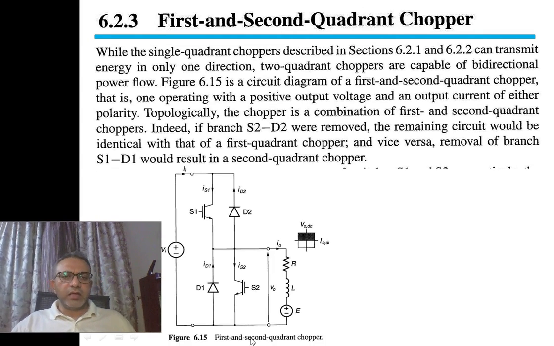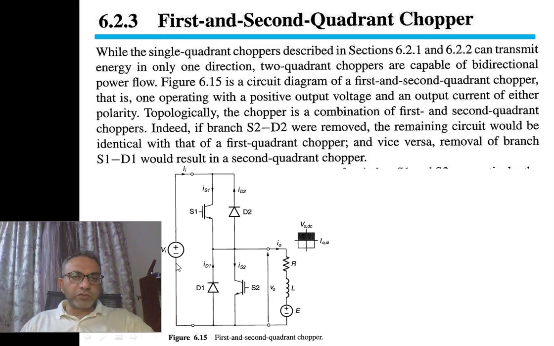So here we see in figure number 6.15 the first and second quadrant chopper. It consists of one power supply, two switches, S1, S2, two diodes, D1, D2, and our load. This part of the diagram shows that such a converter will be able to work in the first quadrant and in the second quadrant. In the first quadrant, the voltage is positive and the current is positive. In the second quadrant, the voltage is positive but the current is negative.